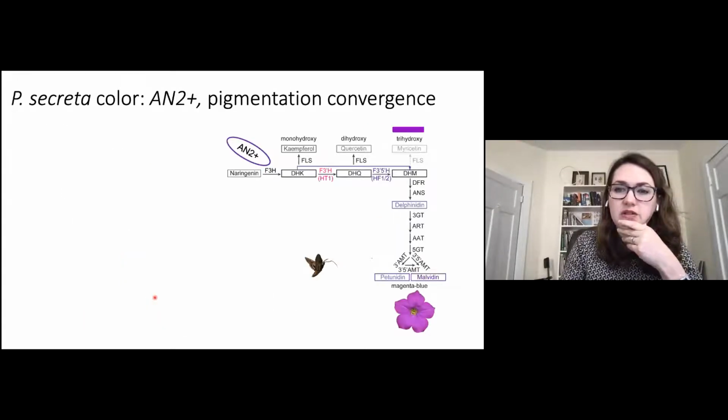So to summarize this part of the story, the resurrection of AN2 through a frame-restoring mutation in Petunia secreta does seem to restore visible color. It is not simply a reversion or a retention of the ancestral allele.